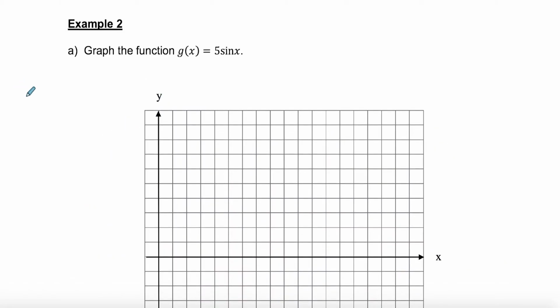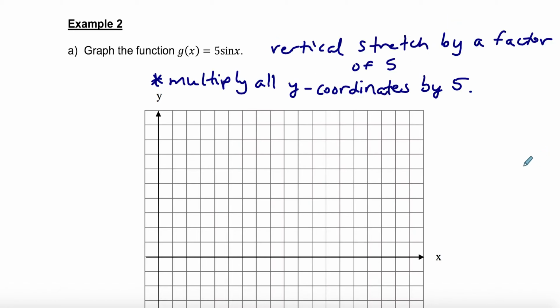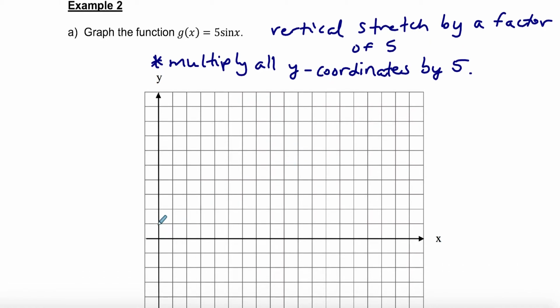So example 2, we'll try our first vertical stretch here. Look at the function g of x equals 5 sine x. What we know here is that there's a vertical stretch by a factor of 5. This is even easier than it is with quadratics because all we need to do is multiply all of our y-coordinates by 5. For example, if the y-coordinate is 0, it's still going to be 0. If a y-coordinate is 1, it would now become 5 because 1 times 5 is 5.